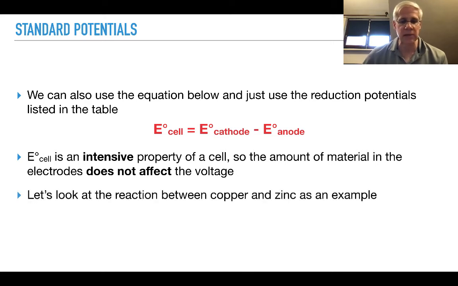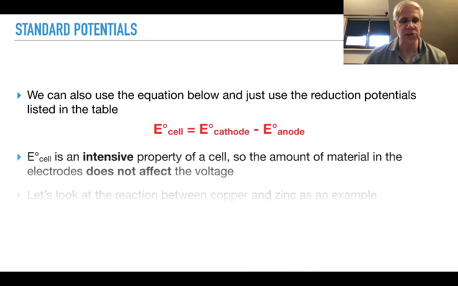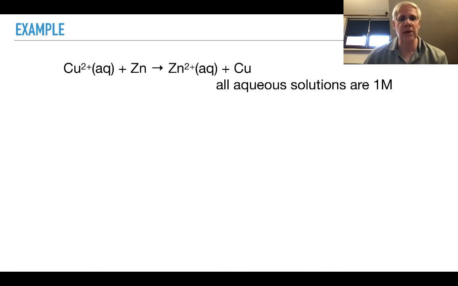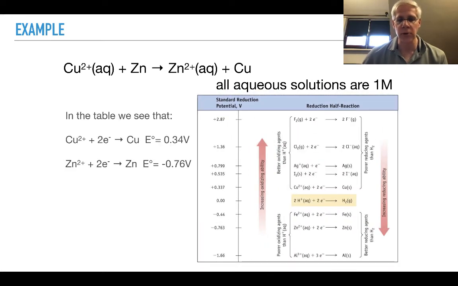So let's go back and look at our copper-zinc reaction as an example. There's our copper 2 plus plus zinc goes to zinc 2 plus plus copper. We'll assume that we have a standard cell here, so all aqueous solutions are at 1 molar. This is an example of what a reduction potential table might look like. This is a very abbreviated one. It doesn't include all the half reactions by any stretch of the imagination. This just came out of a textbook.